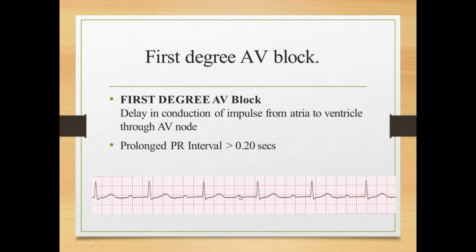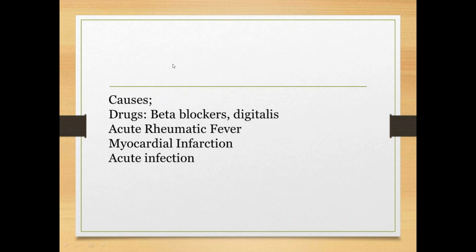So we have the P wave here, and then there is a prolongation. Then comes the QRS. So the PR interval is prolonged here. It's more than one big box, more than 0.20 seconds. So we can say there is a first degree AV block here in this ECG. So again, causes are drugs like beta blockers, digitalis, acute rheumatic fever, myocardial infarction, acute infection. In all these conditions you can get a first degree AV block.